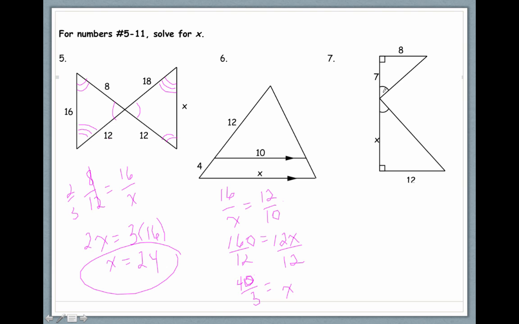This one, these two angles are the same, these two angles are the same, so these sides are proportional, so 8 over 12 is equal to 7 over x, and this is 2/3. So 2x equals 3 times 7, x equals 21/2.